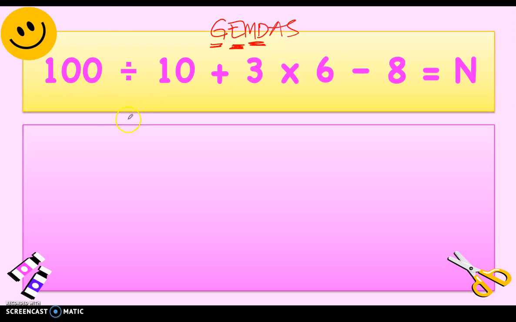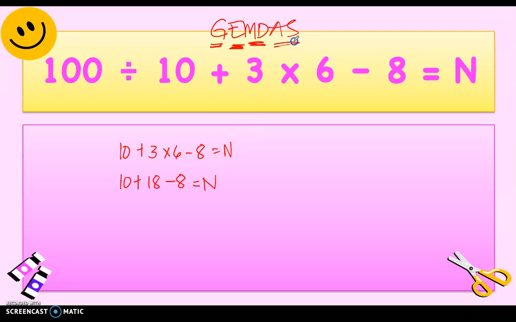So we divide first. 100 divided by 10 is 10. Copy the rest because we already performed the first operation. Now next, there's no more division. We proceed to multiplication. We have here 3 times 6. So copy this: 10 plus 3 times 6, 18, minus 8 is equal to n. So this is now what is left here. We have 10 plus 18 minus 8.